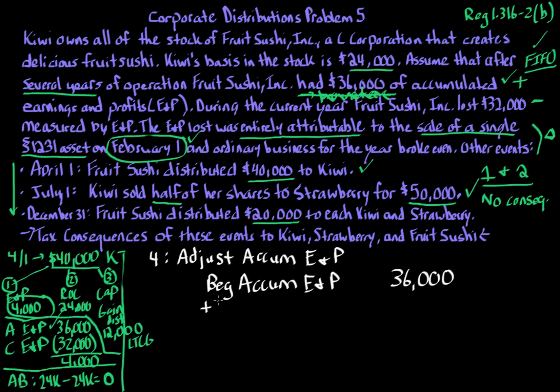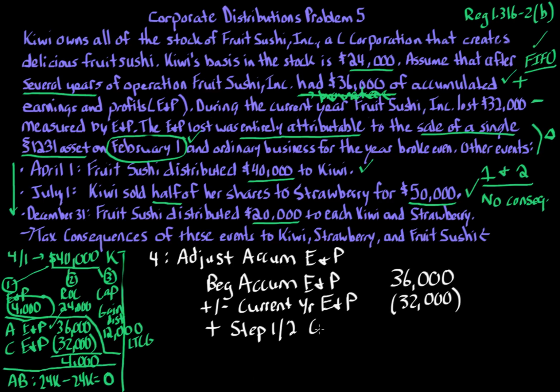And then we add or subtract depending on the current year EMP. And again, this comes from the problem. This is not from any of the steps. This comes from the problem. So here we're told that the current year EMP is negative 32,000. Negative 32,000.